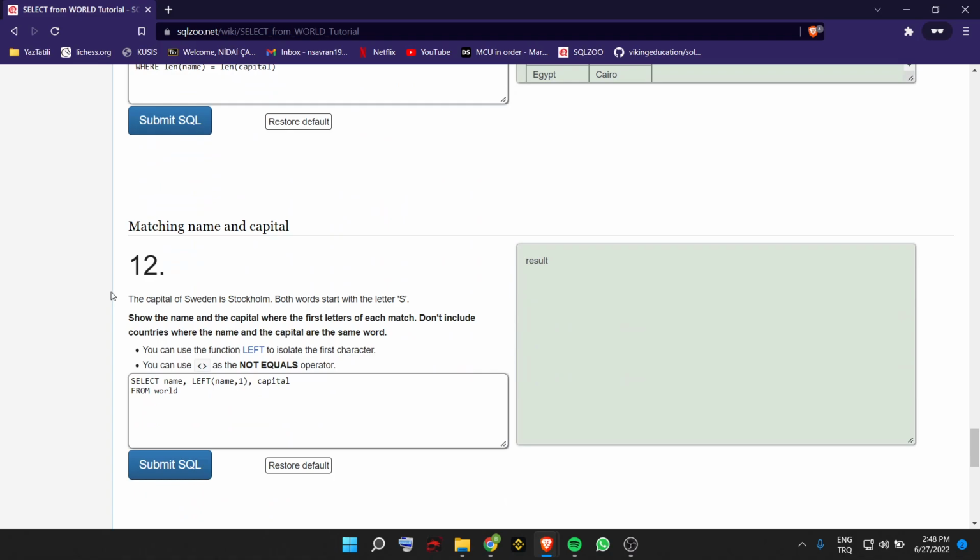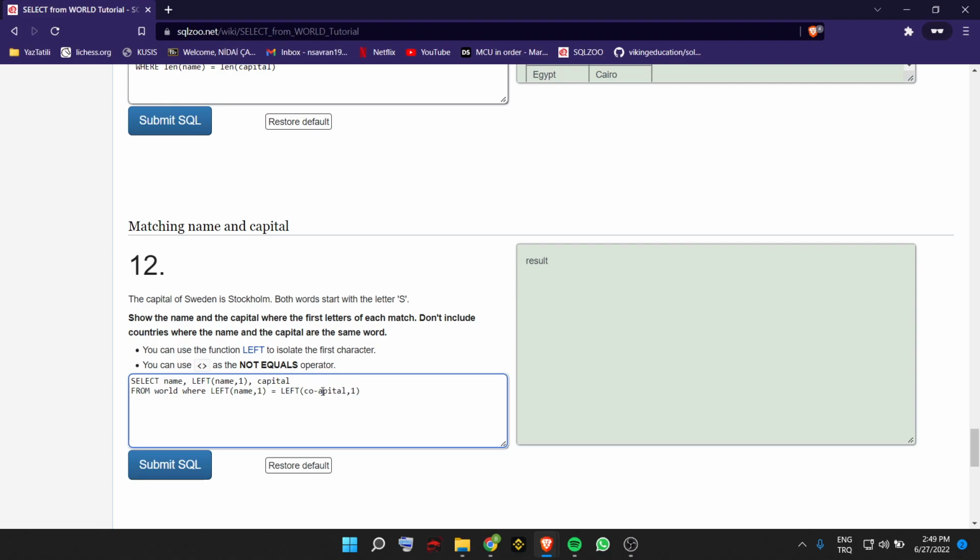Okay, 12th question. The capital of Sweden is Stockholm. Both words start with the letter S. Show the name and capital where the first letter of each match. Don't include countries where the name and capital are the same words. Okay, select name and capital. We can use this to take the first character, so where we can use this is equal to this name, not name, capital.